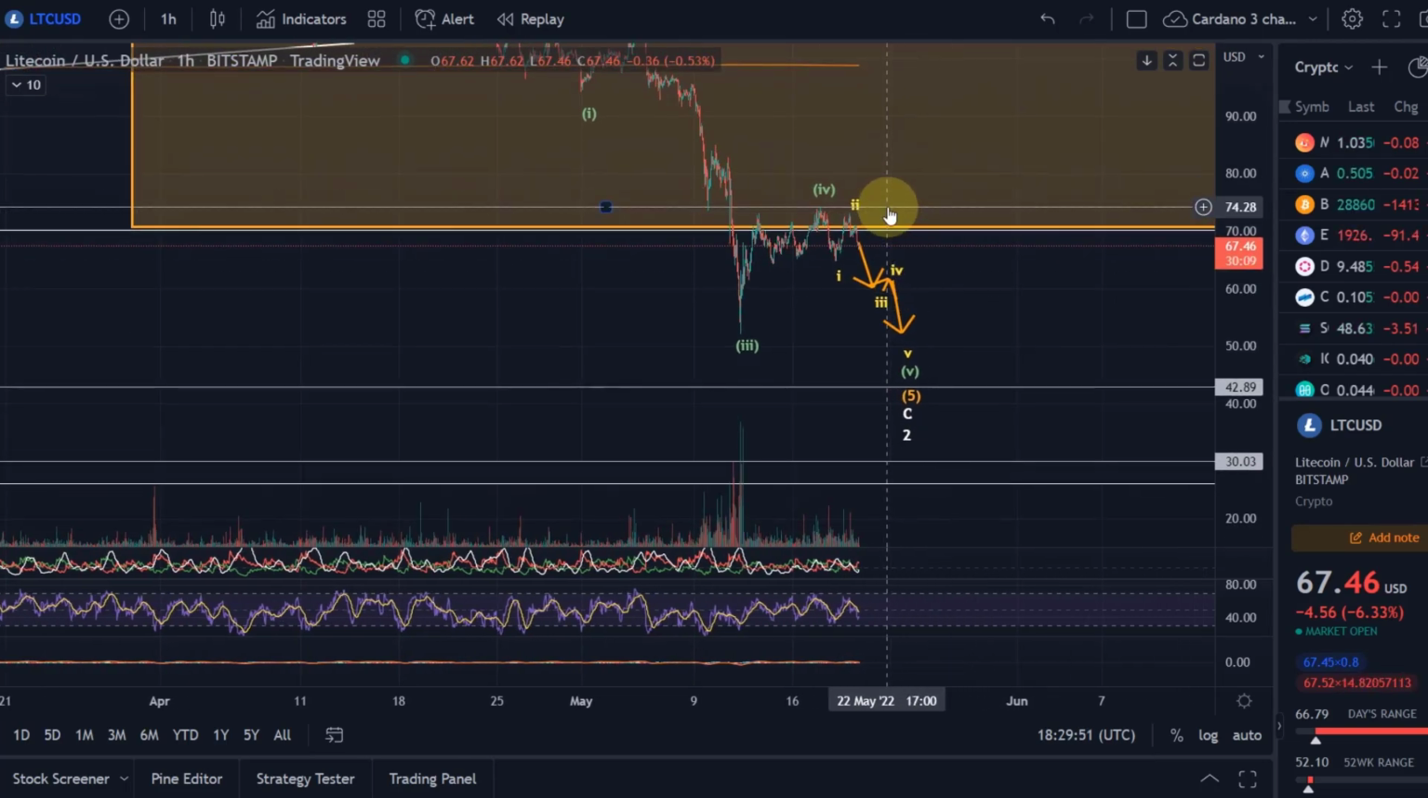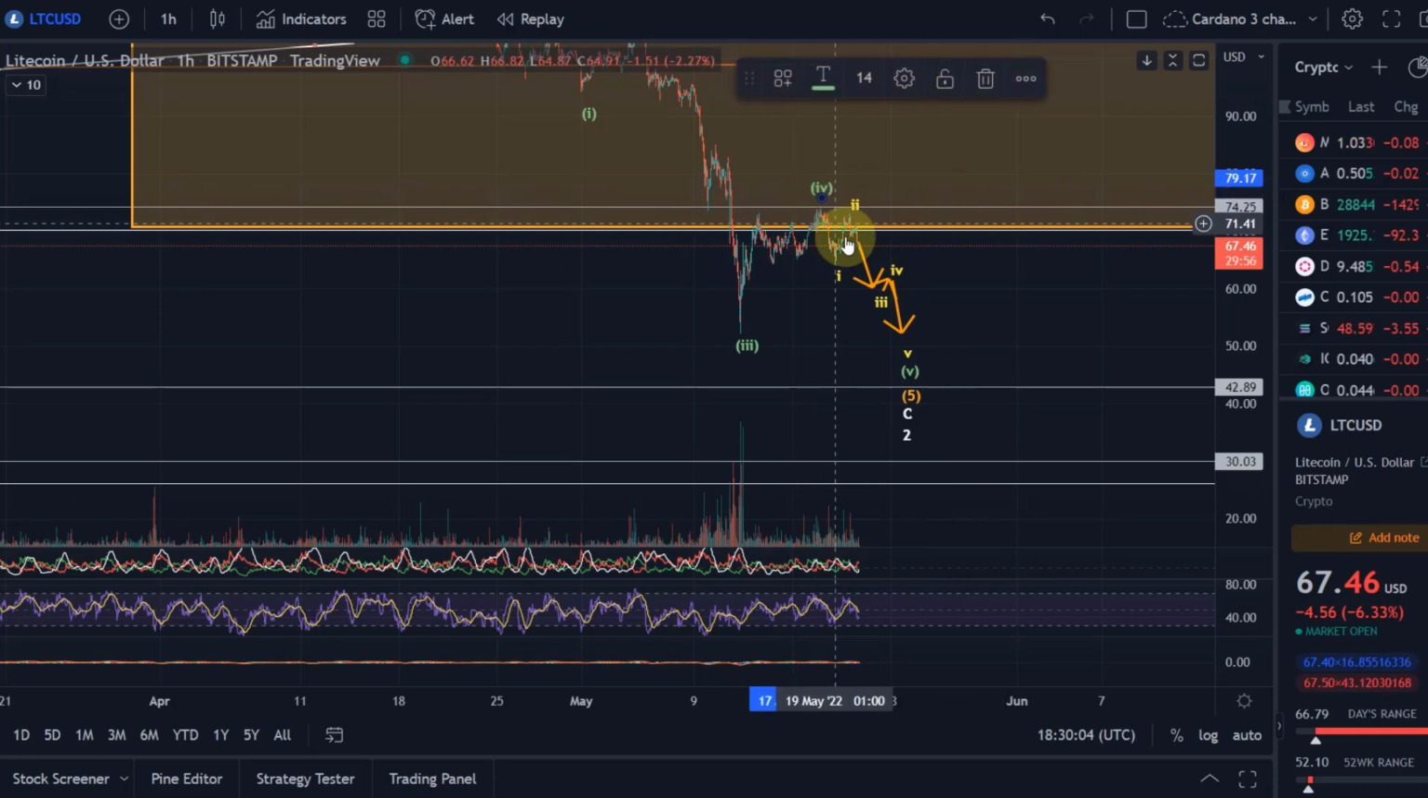And even if we break above this invalidation point of this imminent move down, it doesn't mean the downtrend is done. It just means that it might be a little bit delayed, and this wave 4 will be a little bit extended. Absolutely possible, and not a problem and not unusual as well. We're still only very much in the beginning.